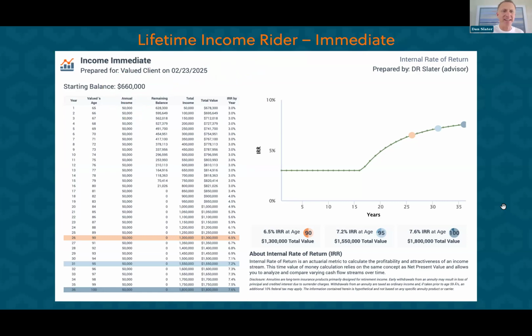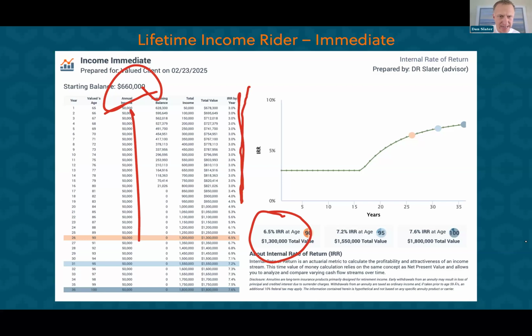Okay. Same income, less money going in. Guess what we see? The IRR goes up. The IRR is worth more, right? So 6.5% per year is what you would have had to have replicated if you used 660 to buy the 50,000. But again, now you'll see that the IRR is protected if you die early because there is a death benefit and the cash value.